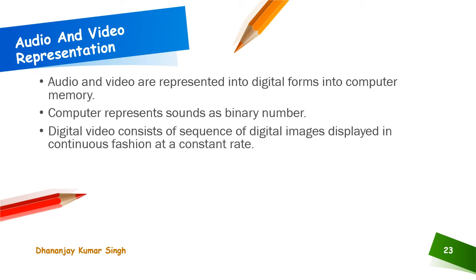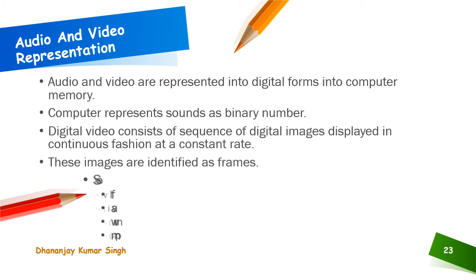Basically, what happens when we capture live video? It is stored as sequential images, and when we play it, it looks like a real video. But actually the images are played one by one, and when played sequentially and continuously, it looks like a video, right? So digital video consists of a sequence of digital images displayed in a continuous fashion at a constant rate. These images are identified as frames.